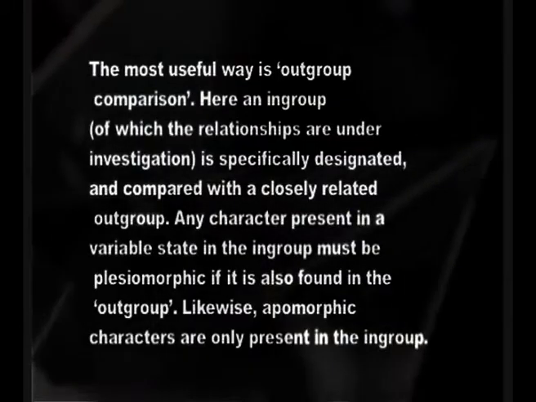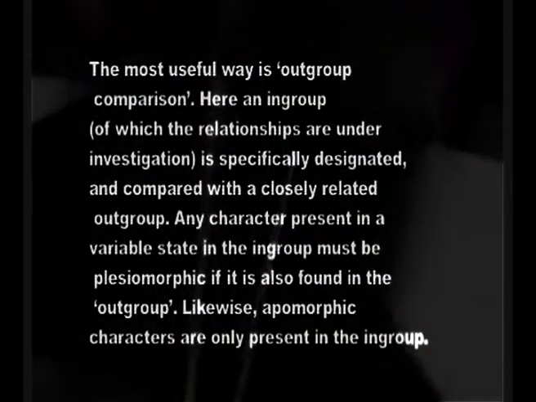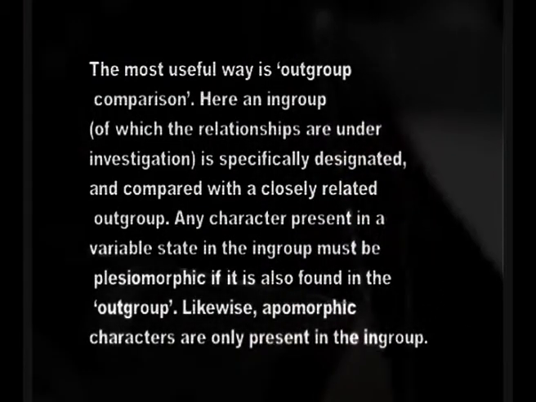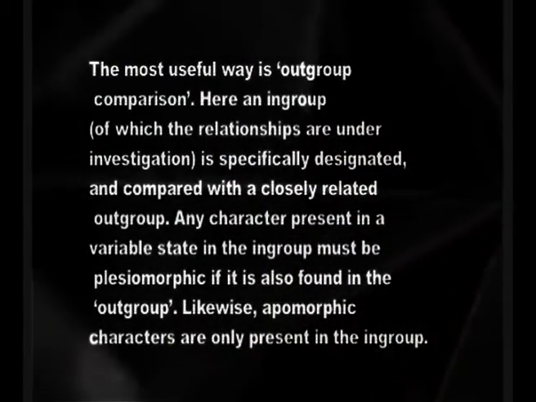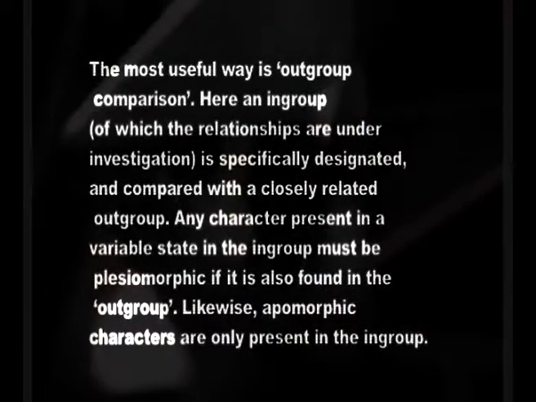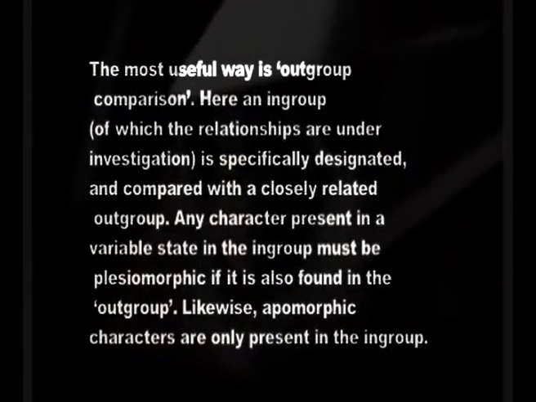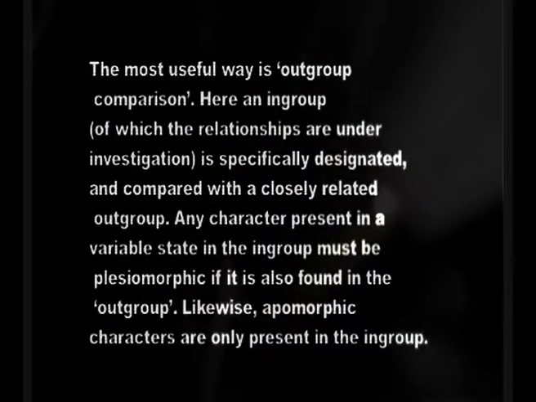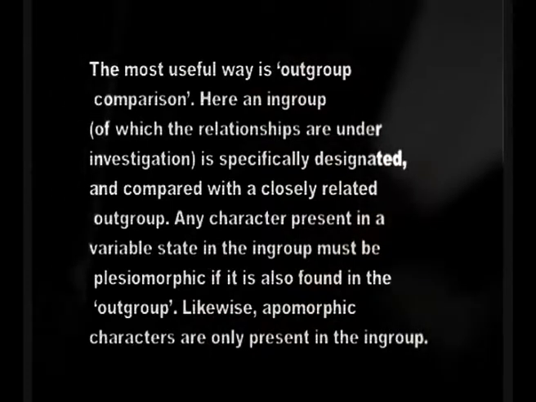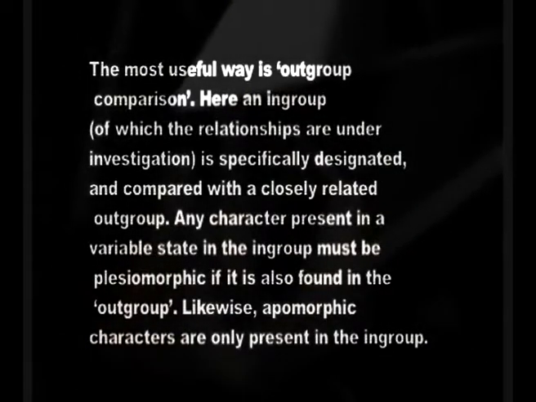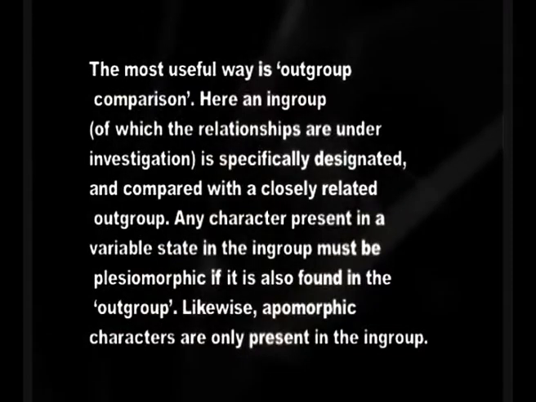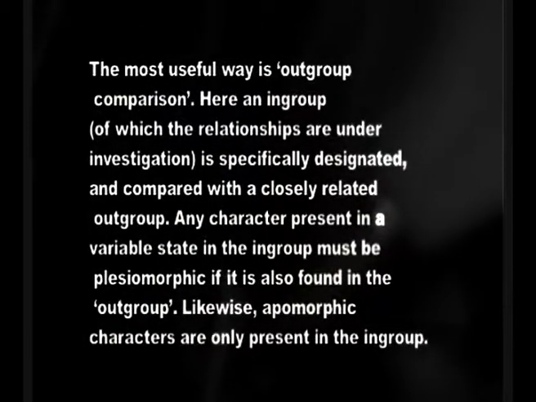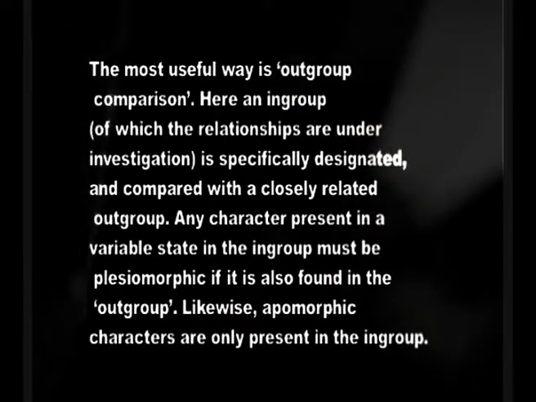How can we distinguish symplesiomorphic shared primitive character states? The most useful way is out-group comparison. Here, an in-group of which the relationships are under investigation is specifically designated and compared with a closely related out-group. Any character present in a variable state in the in-group must be plesiomorphic if it is also found in the out-group. Likewise, apomorphic characters are only present in the in-group.